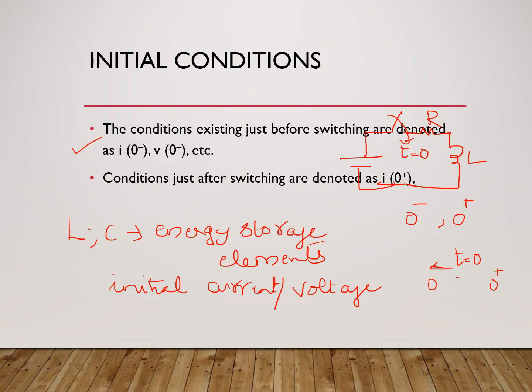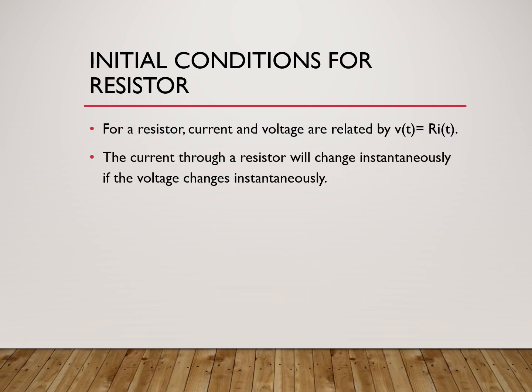Just before switching is denoted by 0 minus, and after switching is denoted by 0 plus. So this is what the initial conditions are about. Now, initial conditions for a resistor. A resistor is an element through which the voltage and the current will change instantaneously.